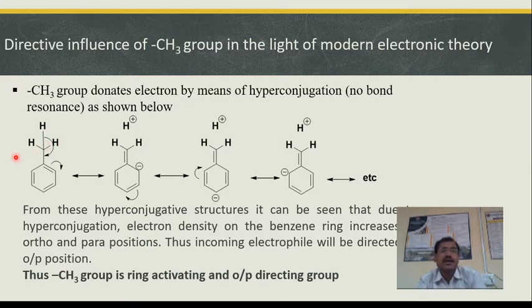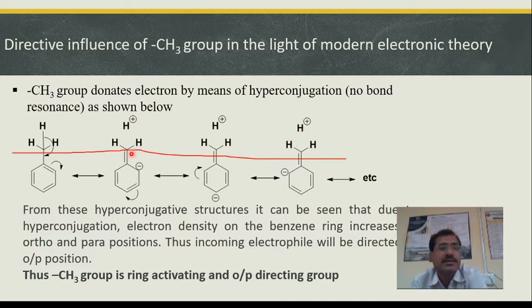Because if I draw a line from here, say a red line, with the methyl group above the red line and the benzene ring below the red line, what you can notice is that in the first structure there is no charge above and below the ring, but in the subsequent structures there is a negative charge on the benzene ring and a positive charge on the methyl fragment, which means that there is a shift of electrons from the methyl group to the benzene ring.